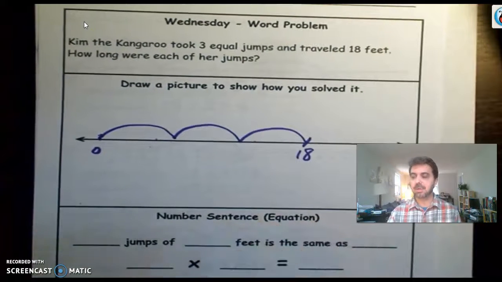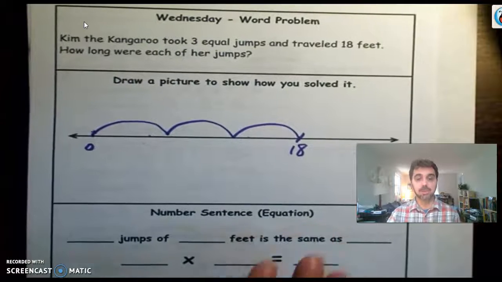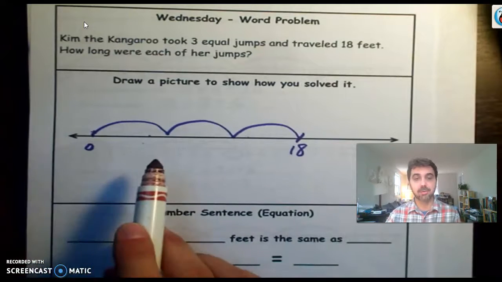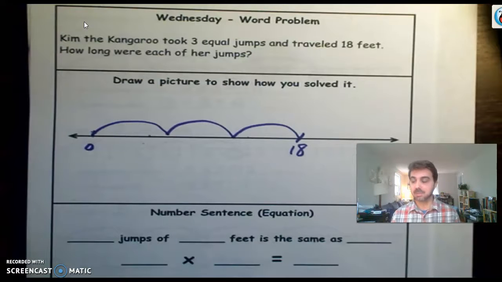I had said that I would review this from Wednesday, which I didn't do at the end of the last video. So anyway, Kim the kangaroo had taken 3 equal jumps and landed on 18. So the question is, how long were each of her jumps?